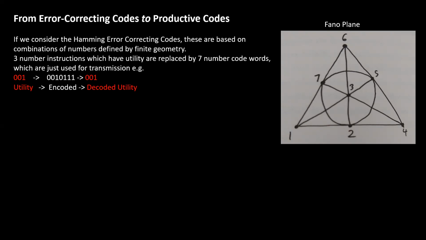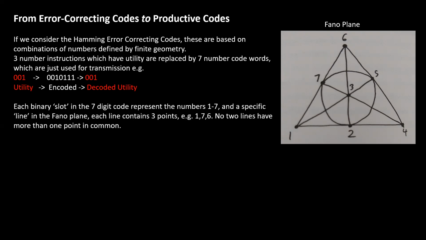This is the basis of Hamming error correcting code. And what happens is that we think of this geometric object as providing us with lines, which are sets of 3 points. So 1, 7, and 6 is a line, and 6, 5, and 4 is a line. And even the circular one in the middle is a line, 7, 5, and 2. And they have a property, which is that no two lines have more than 1 point in common.